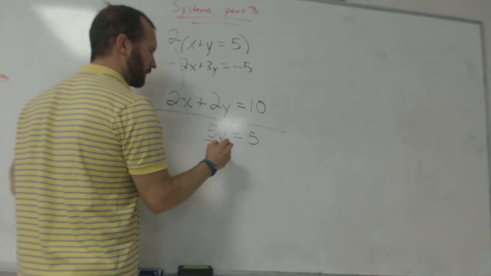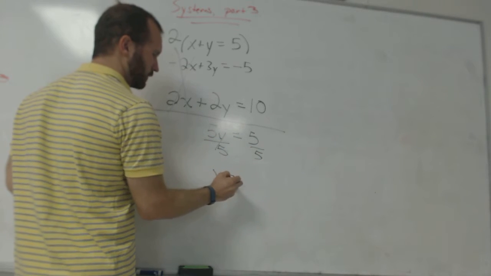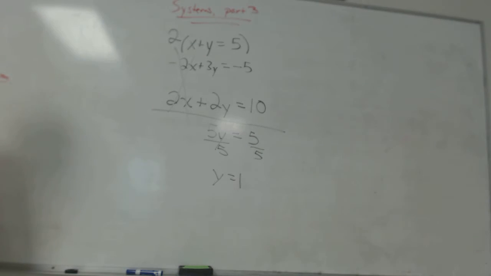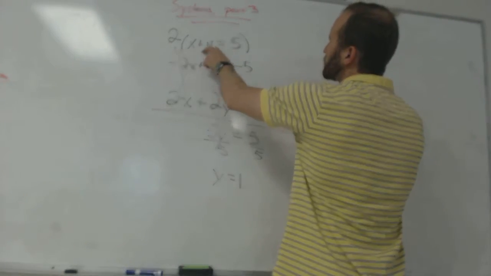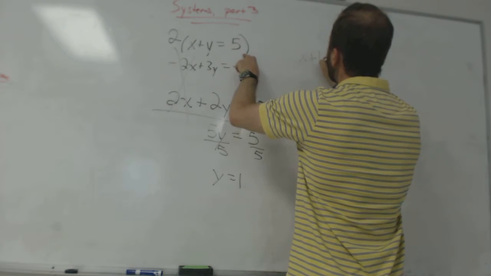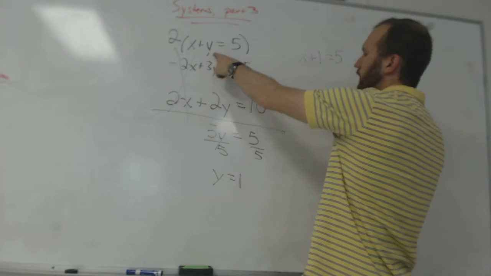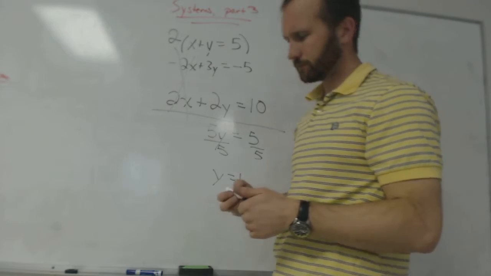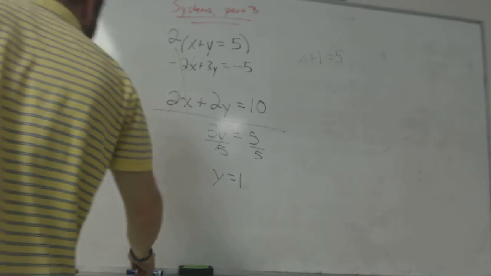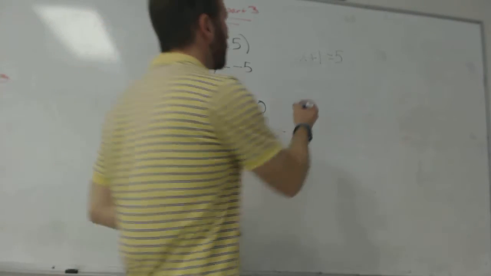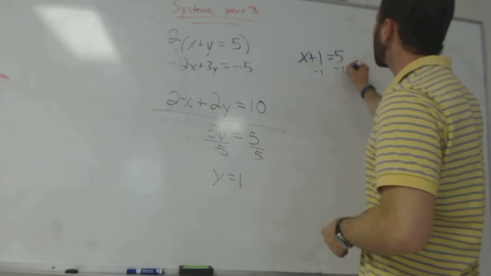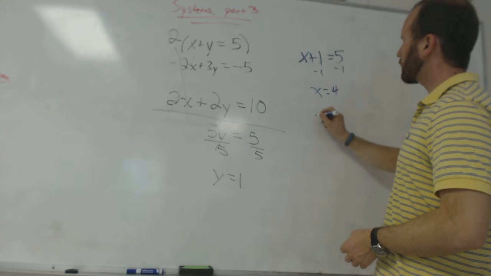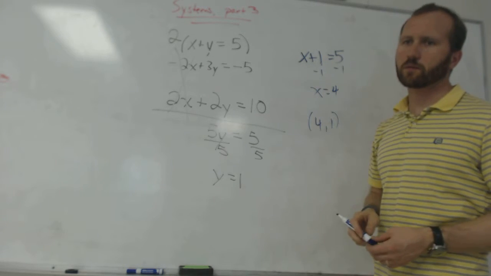Now I divide both sides by 5. y equals 1. Now I'm on a roll, because I've done this before. I'm going to plug the y in up here, choosing this original equation. x plus 1 equals 5. Instead of writing y, I wrote 1. If x plus 1 equals 5, what is x? 4. Yeah, subtract 1 from both sides. x equals 4. My solution is (4, 1).